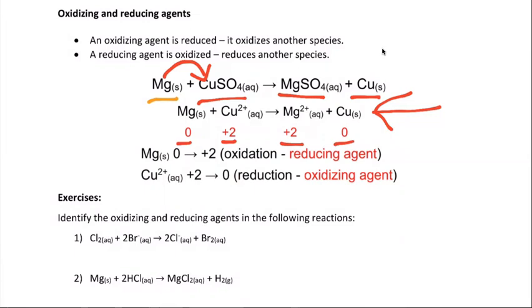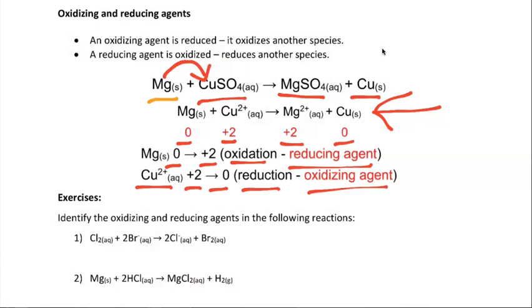So magnesium started at 0 and it ended at +2. So magnesium was oxidized. Therefore, magnesium is the reducing agent because it allowed the copper to be reduced by giving its electrons to it, okay? The copper 2 plus ion started as +2, it ends at 0, so that was reduced. Therefore, it is the oxidizing agent.